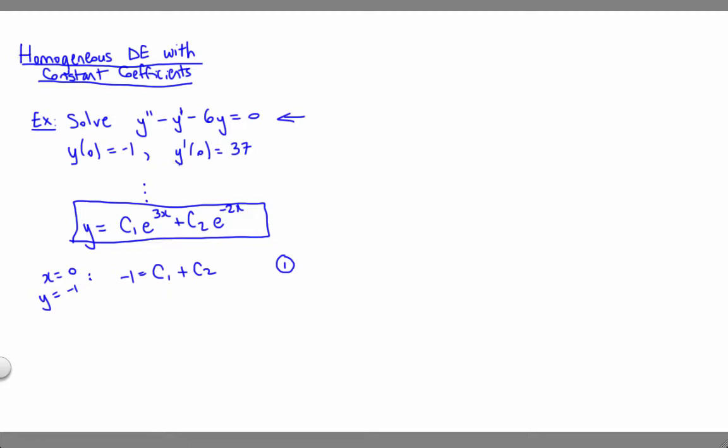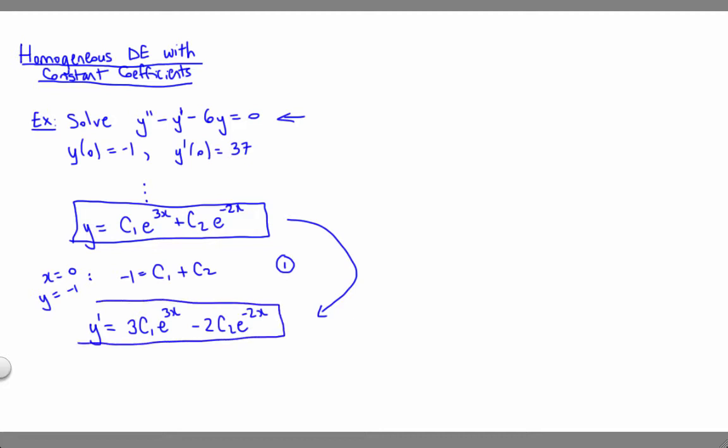Next initial condition involves y prime. So in order to use that, we would first need to calculate y prime. Looking back at y here, let's take the derivative. Y prime is going to be 3 times c1 e to the 3x minus 2 times c2 e to the -2x. I'll put a box around that because that's a function, and we're going to be plugging in with that second initial condition.